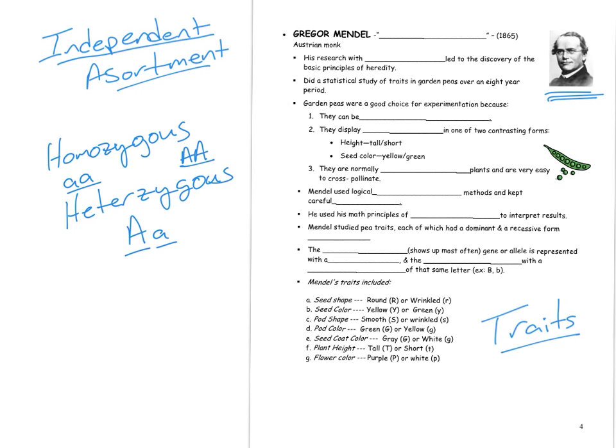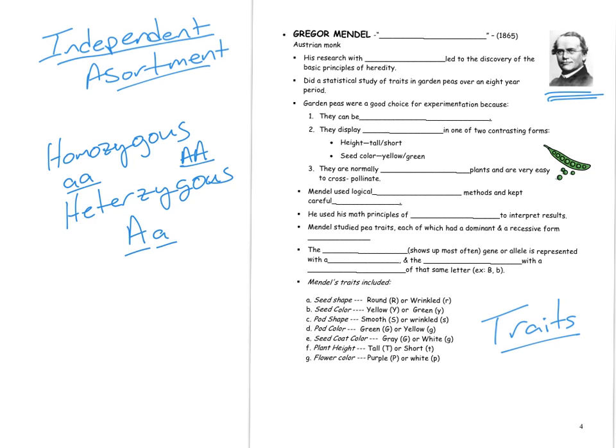You'll see later on in this unit that actually these things can do more than just be dominant or recessive. They can be codominant. In other words, they can both show up. Or they can be incompletely dominant, where you get kind of a blending. But in any case, to start off with, as far as Mendel was concerned, he got very lucky. These traits didn't do all that. They were either round or they were wrinkled.